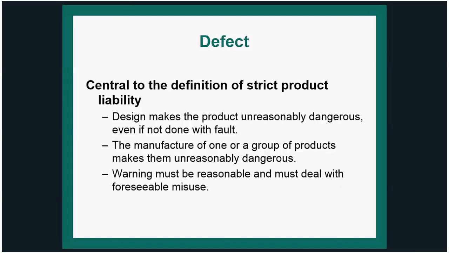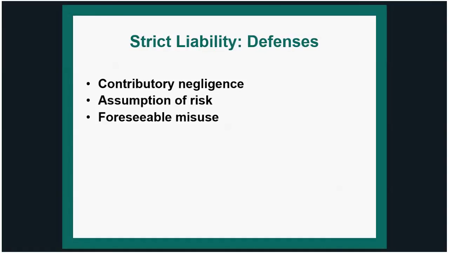What is a defect? Central to the definition of strict product liability, a design defect makes the product unreasonably dangerous, even if it's not done with fault. There's a manufacturer defect, where one item is unreasonably dangerous, and the warning must be reasonable for the defect and must deal with foreseeable misuse. Defenses in strict liability: contributory negligence, assumption of risk, and foreseeable misuse.